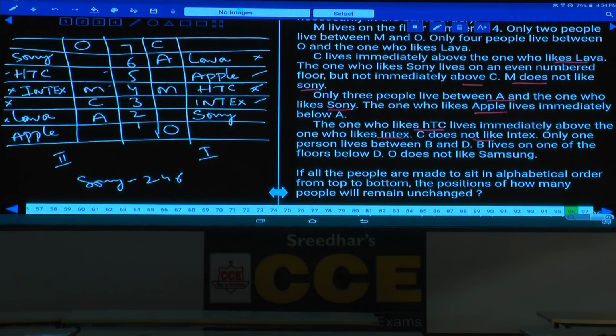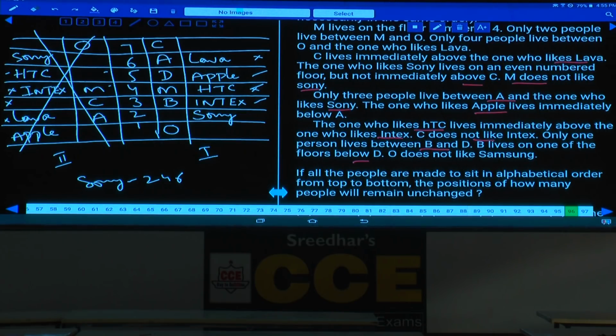Only one person lives between B and D. As only one person is between B and D, B lives on one of the floors below D. This is B and this must be D. B and D must be on alternate floors. But in case 2, we cannot have two alternate vacant spaces, and this case is completely ruled out. Second case is completely ruled out. Now we are left with only the first one.